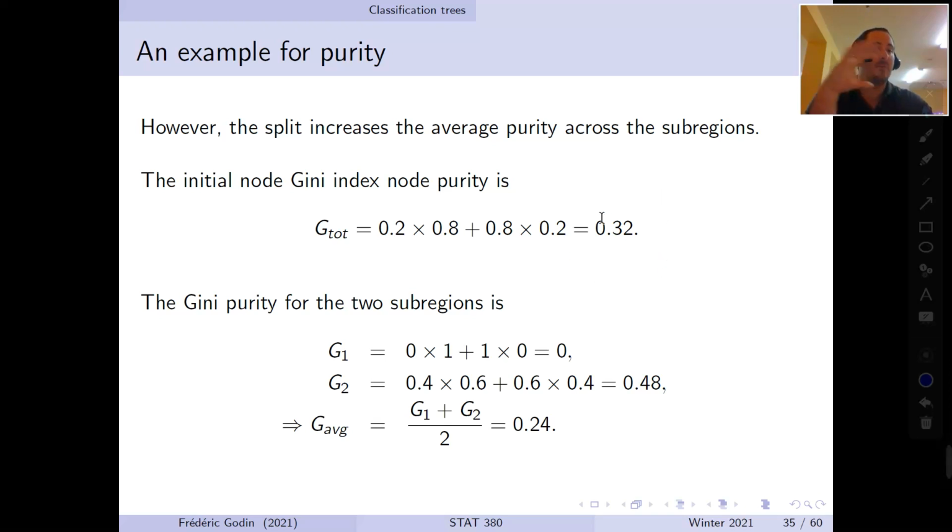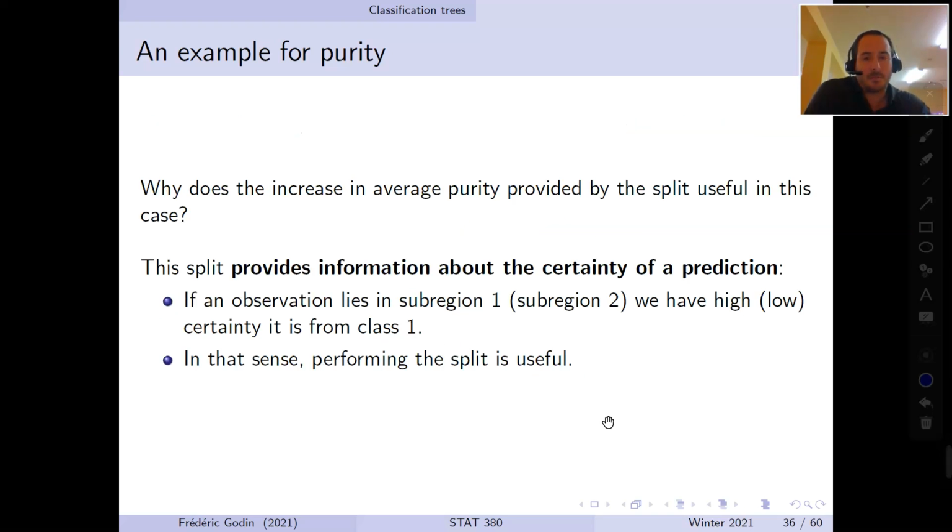So if we make no splits, there's a total Gini index of 0.32. But if we make the split, then the aggregate Gini index becomes 0.24. So we're able to reduce the aggregate Gini. And so if we use a Gini coefficient approach, we would indeed make that split, even though it doesn't change predictions and doesn't change prediction errors.